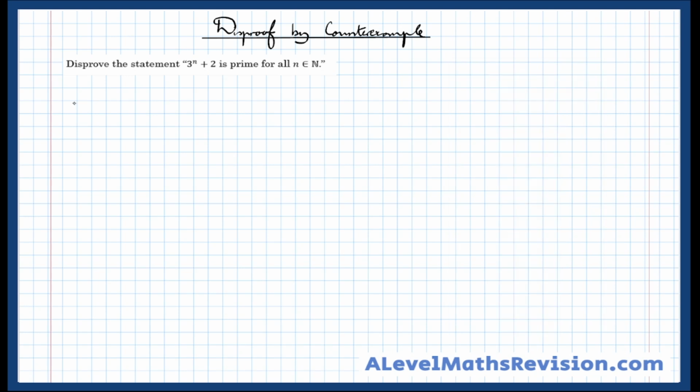So let's write it down. So we've got 3 to the power of 5 plus 2 equals 245. But it's not enough to state that 245 is not prime. We've got to show that it's not prime. Pause the video, have a go at showing it's not prime, not just stating it.